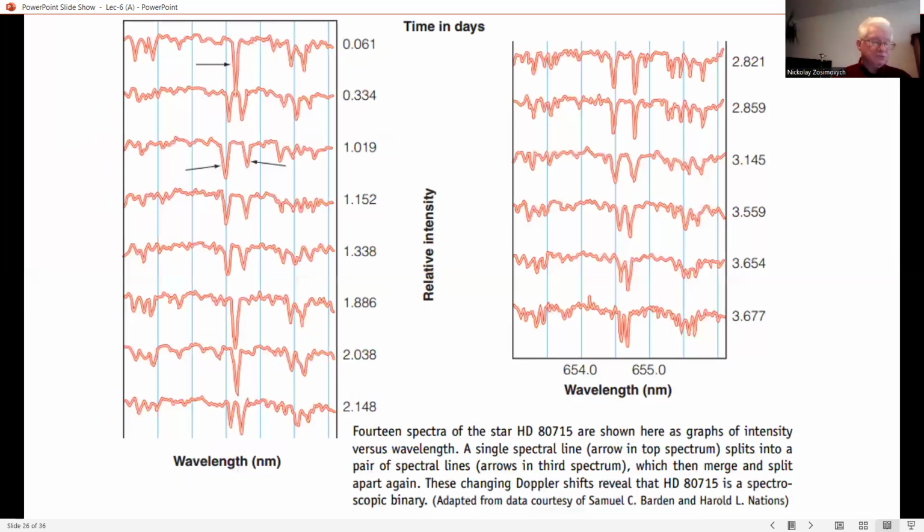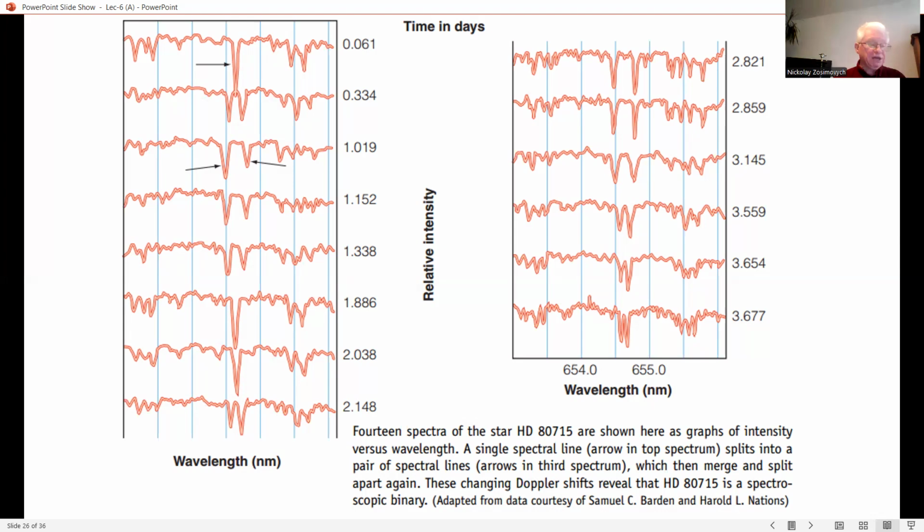And this figure shows a sequence of spectra recorded over a few days as the stars in a spectroscopic binary moved around their orbits. You can see how the spectral line in the top spectrum splits into two components that move together, merge as they cross, and then move apart again. This is a true sign of a spectroscopic binary.